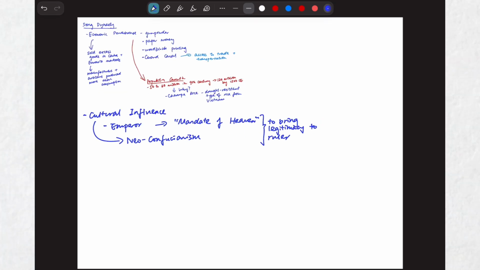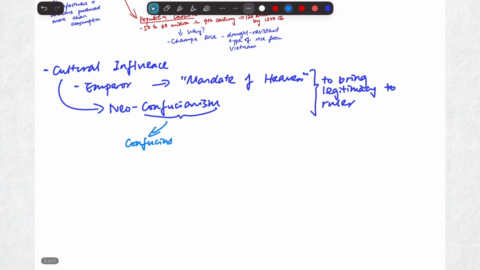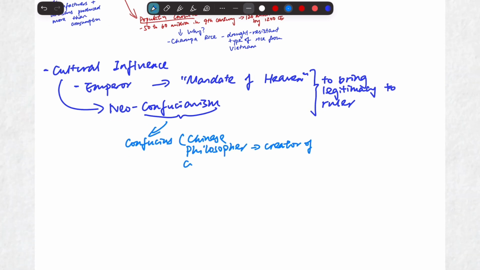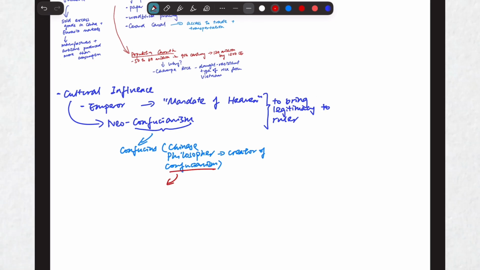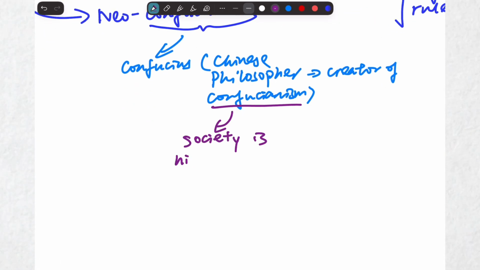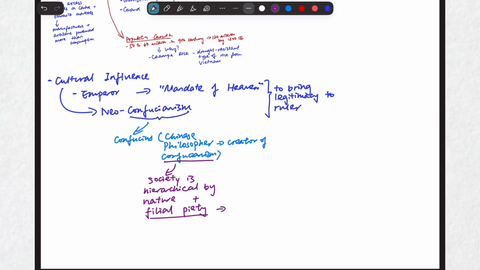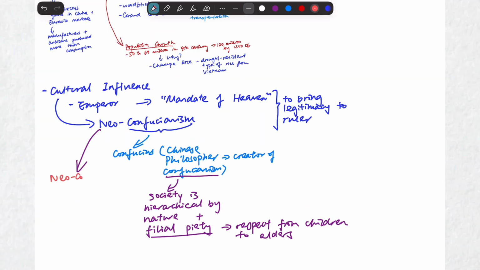There was a very prominent educator and philosopher called Confucius, who lived during the Spring and Autumn period of China. And Confucius, as you may know, came up with Confucianism, a Chinese philosophy emphasizing the fact that human society is hierarchical by nature, and filial piety, which is the notion that children are to obey their elders. So what is the difference between Neo-Confucianism and Confucianism, you may say?